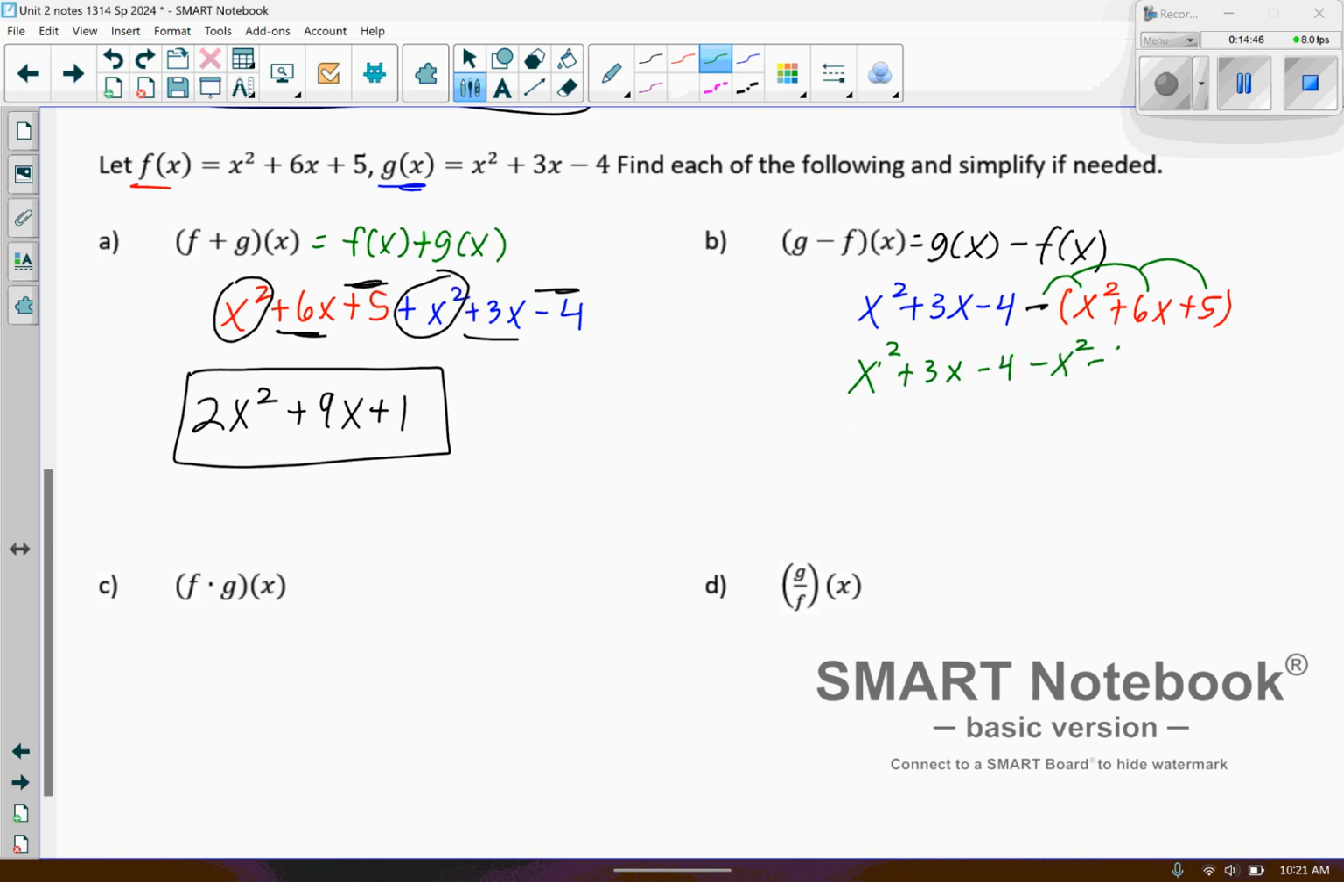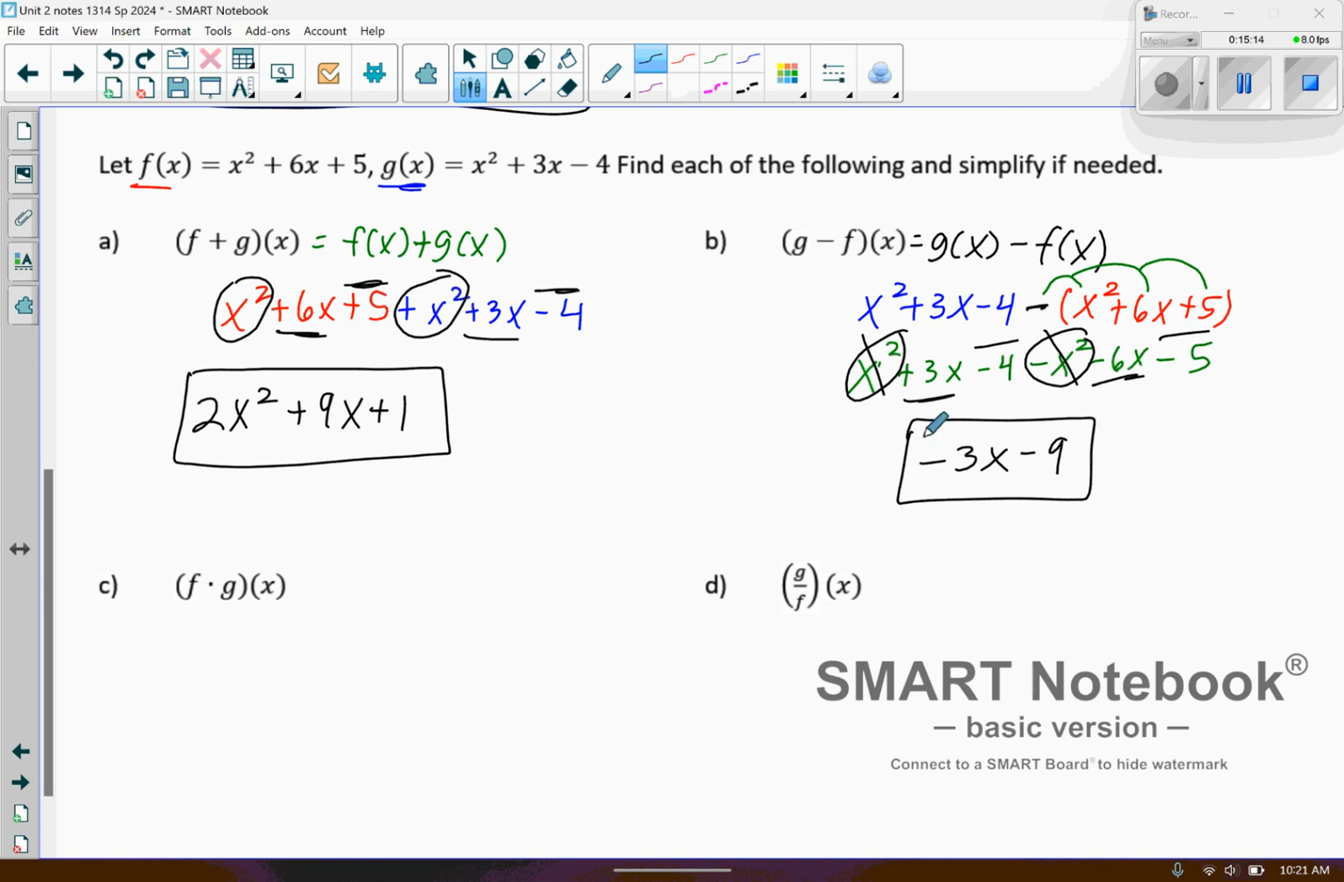All right, so now let's see. Oh, that's interesting. So my x squares are going to cancel out, and that's okay. So we're just going to cancel those out. We have x squared and minus x squared. Then we have a plus 3x and a minus 6x, so that simplifies together to a negative 3x. Then we have a minus 4 and a minus 5, so we'll combine that together to a minus 9. And there we are.